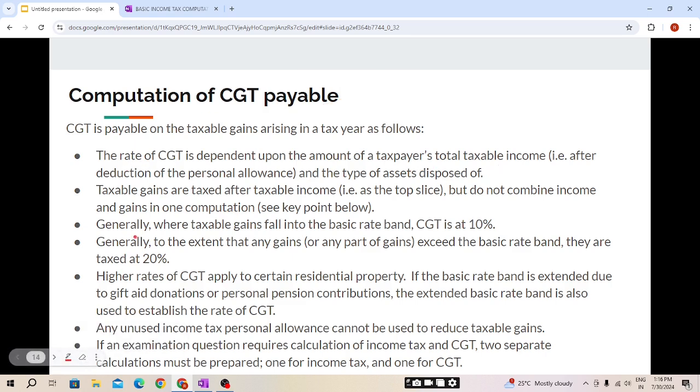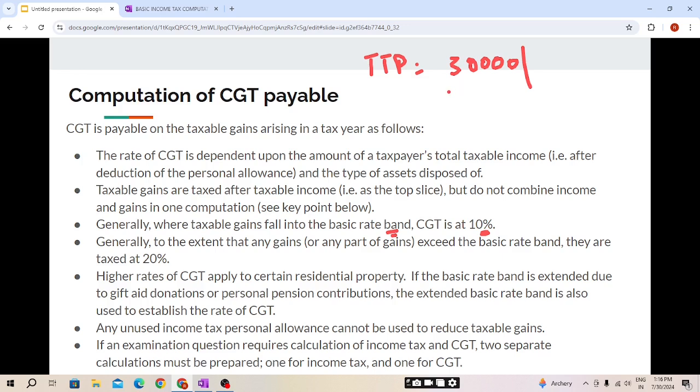Generally, where taxable gains fall into the basic rate band, CGT is at 10%. Let's take an example, students. Our taxable total profit is 30,000. So till here it will be taxed at the basic rate. We will follow the income tax calculation, the non-savings, savings and dividend rates, etc. Then we have CGT, the capital gains.